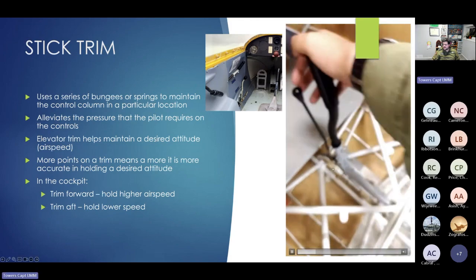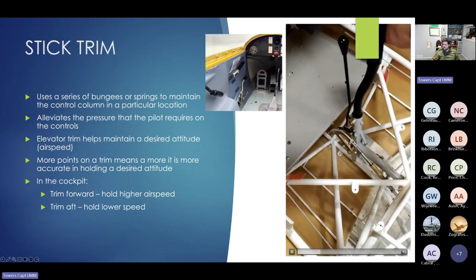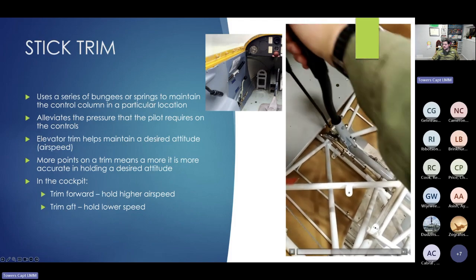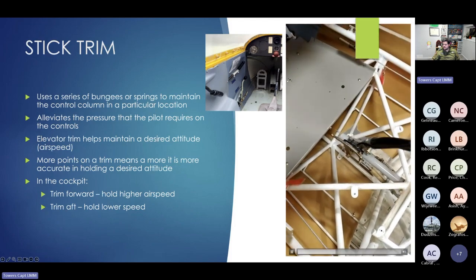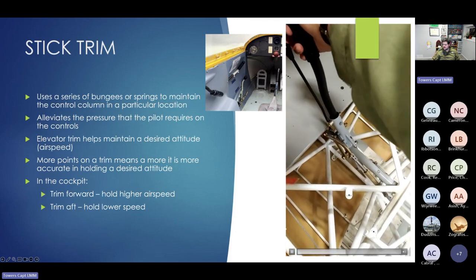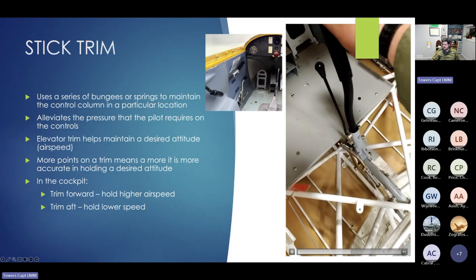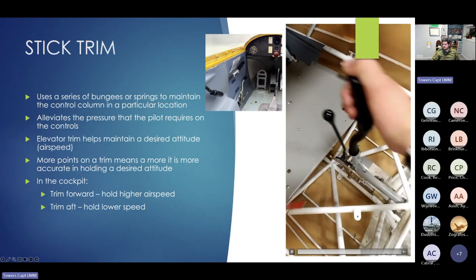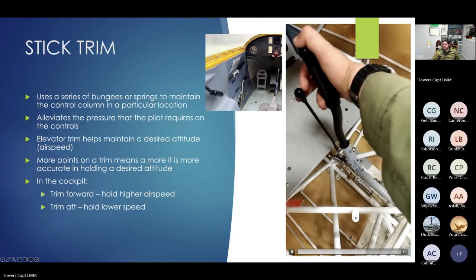You can see the ratchet part is just connected to the control column. And what you're doing is changing where the control column is situated with that ratcheting point as it moves back and forth, controlling the elevator. So if you've trimmed all the way forward, now it's going to keep the control column forward.